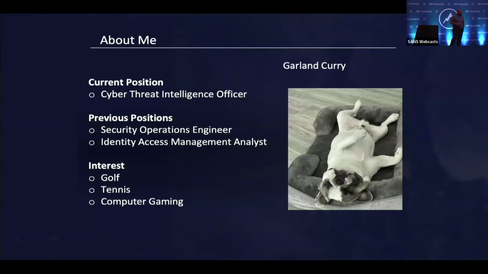And last but not least is my faithful companion. As you see, his name is Adonis over there. And things he likes to do when he's not watching me work, sleep.